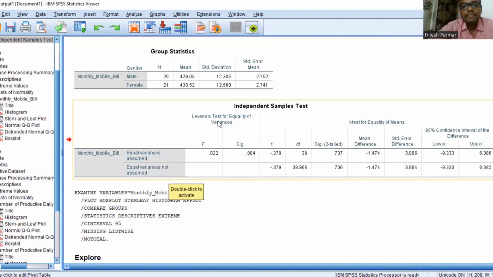And this was the test of equality of variance that we observed. As this p-value, 0.884, was greater than 0.05, we concluded that we failed to reject the null hypothesis for this test, and that equal variances are assumed. So row number 1, then we interpret like this.